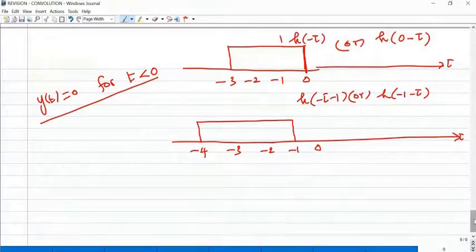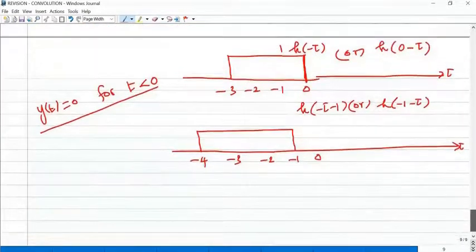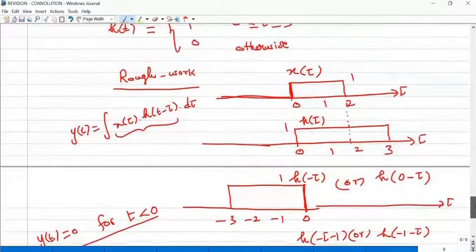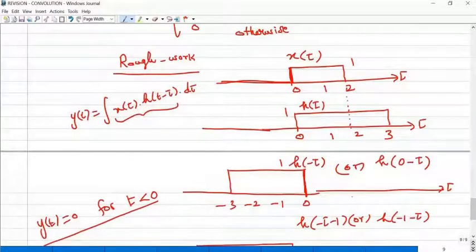Next, try to shift your signal right side. Minus tau plus 1, minus tau plus 2, minus tau plus 3, and so on. Can you do it? This is for 1, 2, 3, 4, right? Minus tau plus 1 meaning minus 2 to 1. Minus tau plus 2 meaning minus 1 to 2, and so on.